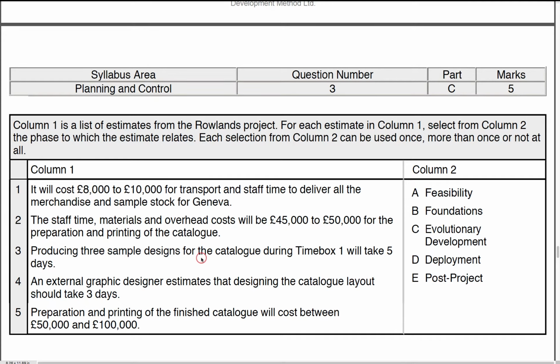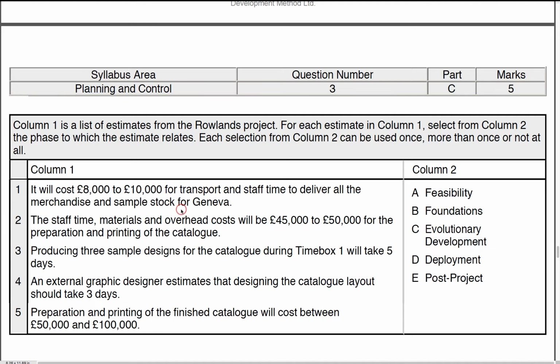Number 3: producing 3 sample designs in time box 1, which should already be clicking as evolutionary development, takes 5 days. Well, that's exactly what it is, so that's the letter C, evolutionary development. Number 4 is very similar. It's about a graphic designer taking 3 days, so once again we're in evolutionary development, and that's C. Finally, number 5 is a very broad range, 50 to 100,000, and therefore in feasibility, so that is the letter A.